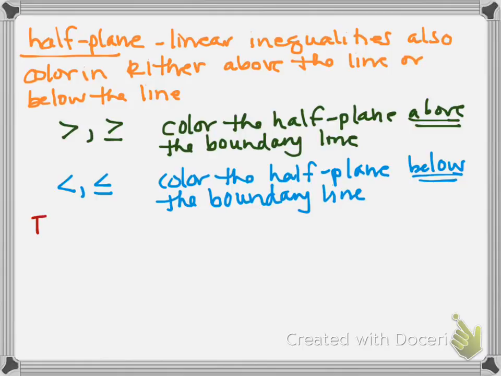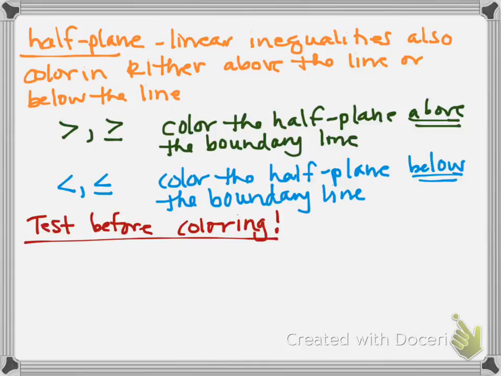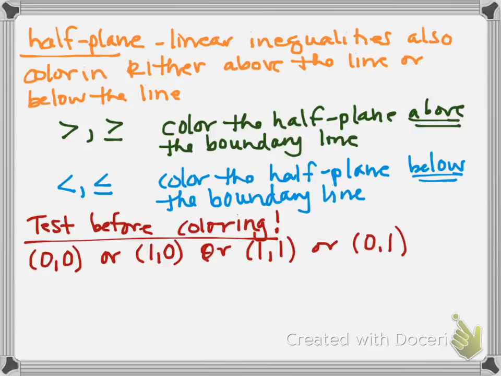So you want to test before coloring. Because next unit, we're going to do a system. We're going to have two linear inequalities, and you need to see where they overlap. So this is why testing first is so important. So test small points like (0, 0), or (1, 1), or (1, 0), or (0, 1). So here's the big key about this: the test point cannot be on the line.